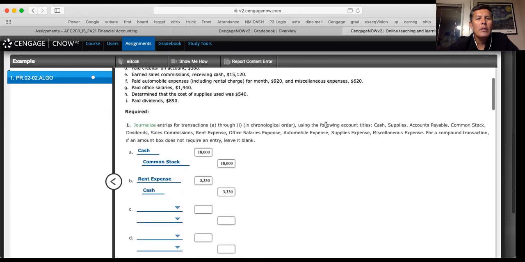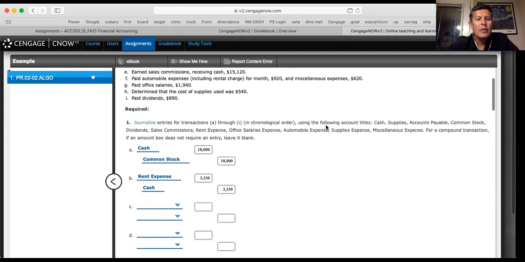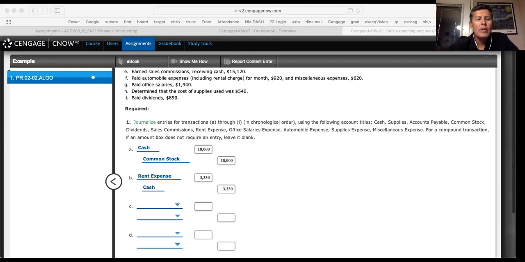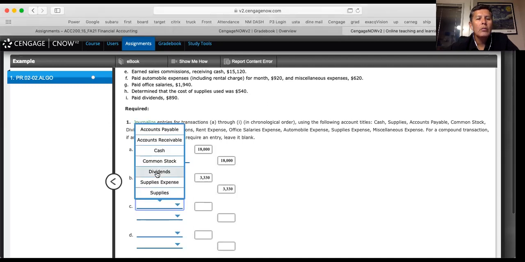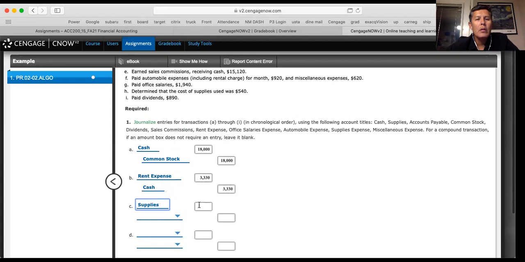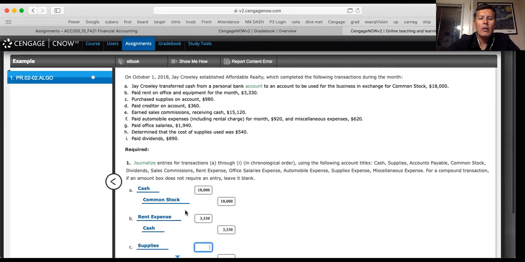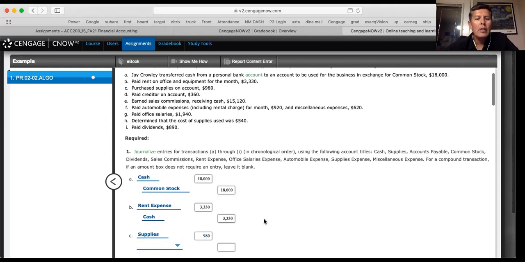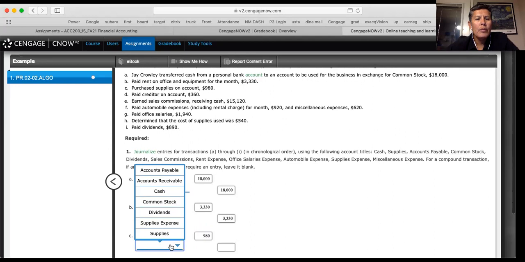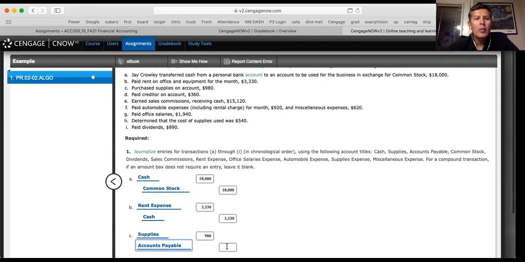All right, and then C is purchase supplies on account. We purchase supplies on an account. So supplies on an account. So we're going to do supplies, and what was our amount? 980. Okay, 980. Now it says on an account, so this is going to be a payable. Okay, payable, and then 980 as well.